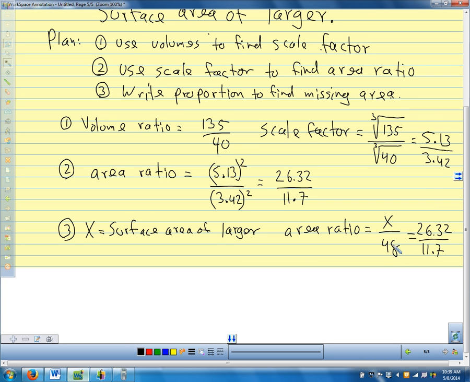And then to solve this, I cross multiply. All I need to do is multiply both sides by 48. So X equals 48 times 26.32 over 11.7. I plug that in my calculator, 26.32 divided by 11.7, multiply by 48, and rounded to the nearest square inch, I get 108 square inches. So the surface area of the larger solid would be 108 square inches.